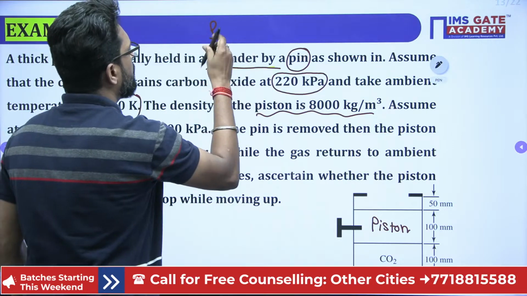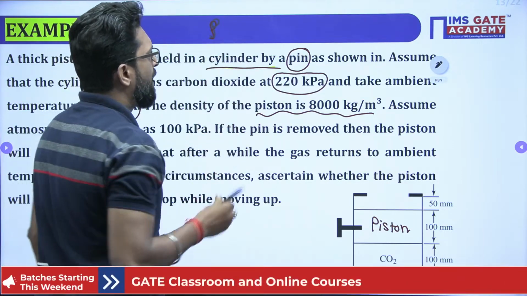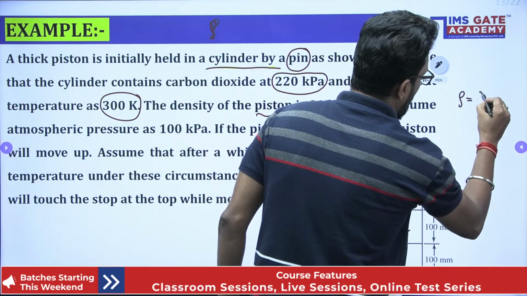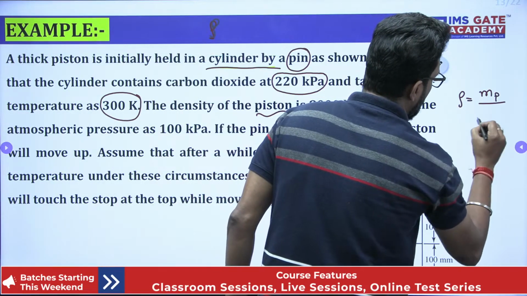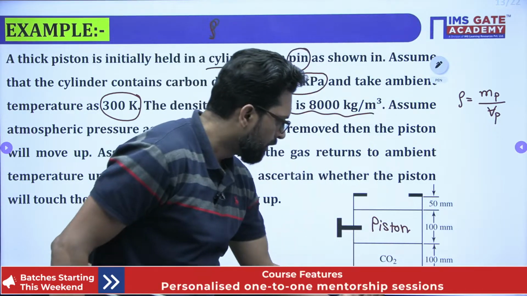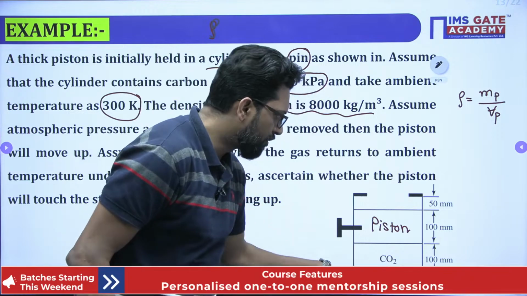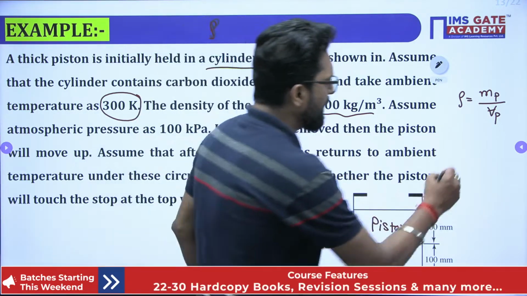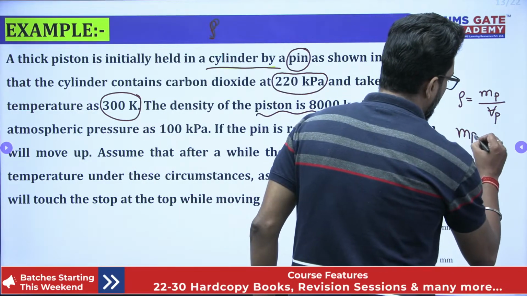How to calculate? Density is equal to mass by volume, that is, mass of the piston divided by volume of the piston. What is the piston volume? This length, that means horizontal length, into the thickness, that means 100 cross 100. We can find here the mass of the piston. Okay, no problem at all.